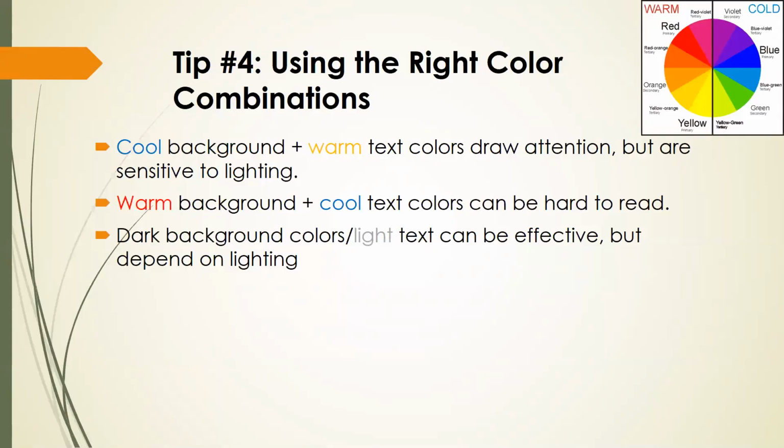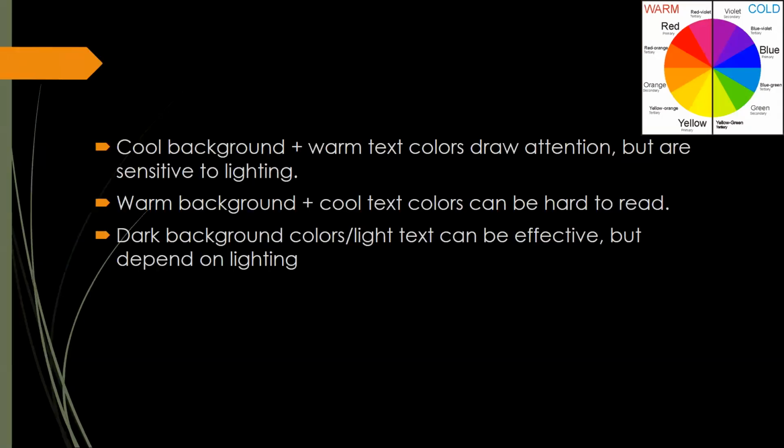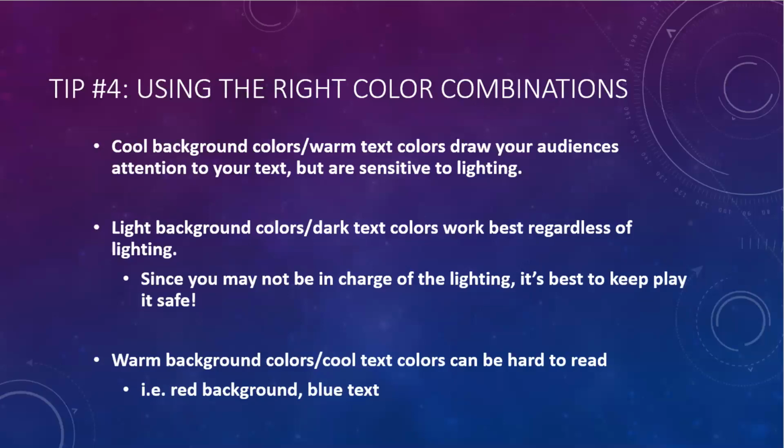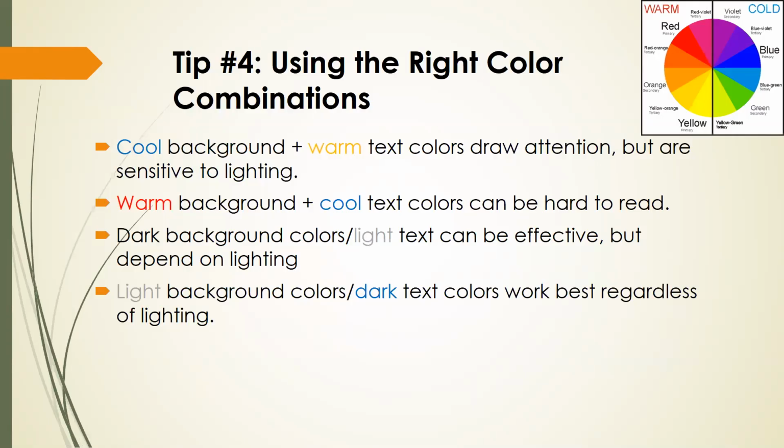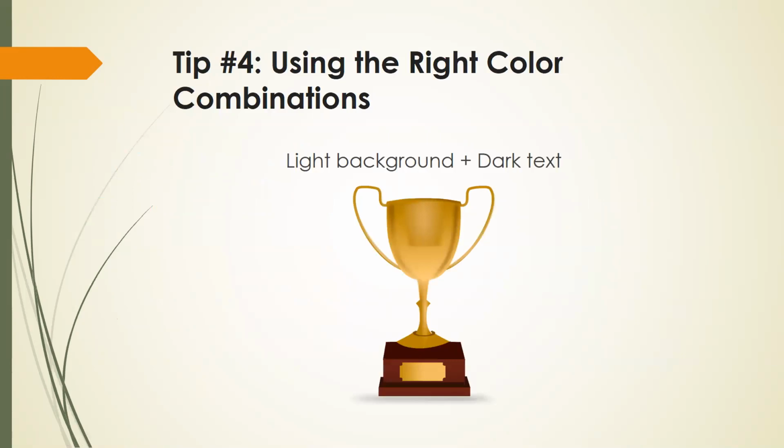A dark background with light text can be effective, and I use them sometimes, but they also depend on the lighting. And so again, if you're in a brightly lit room, it's going to be hard to read the text. They work best for rooms that have the lighting dimmed. And so this will be easy to read if there's very little light, but if it's really bright, wherever your audience is, they're not going to be able to read the text. And so the safest bet to go with is always a light background and a dark text that's not in a crazy color like orange or red.